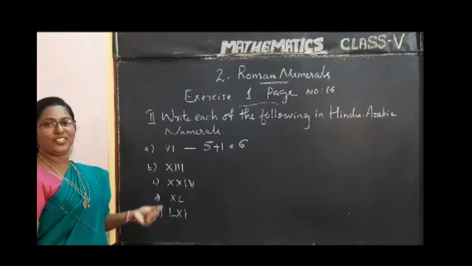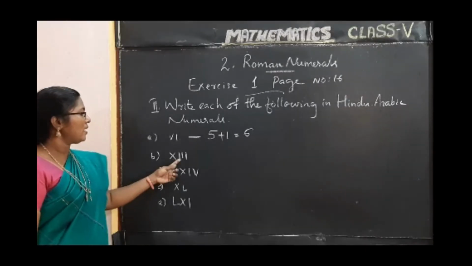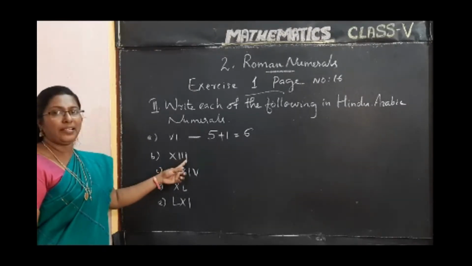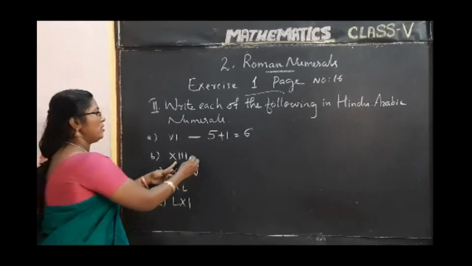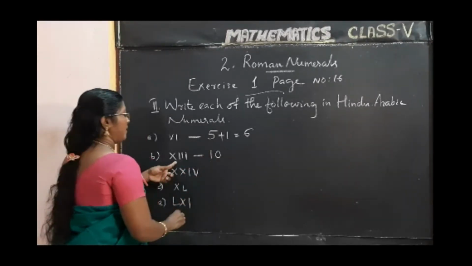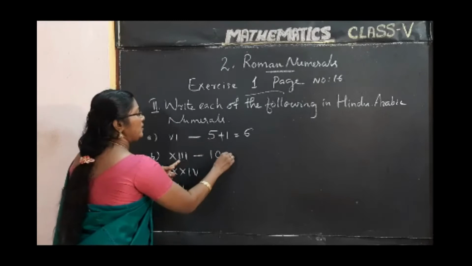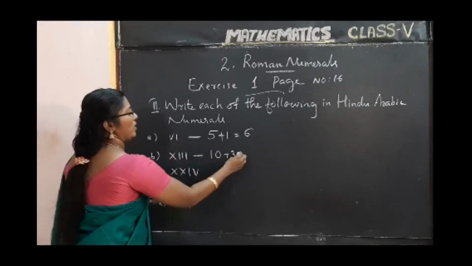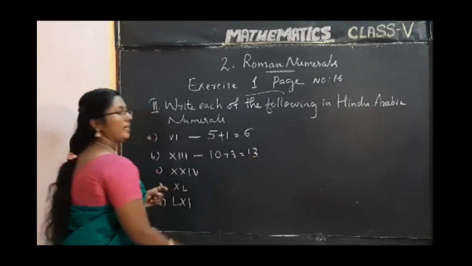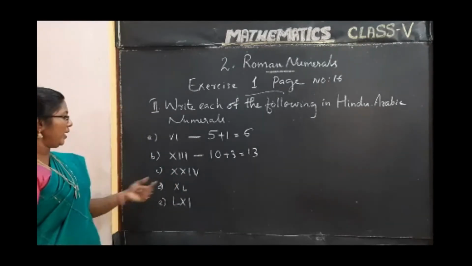Then, the next one. Here, XIII. X denotes 10. 3I makes 3, 1 plus 1 plus 1, 3. 13. Okay. The next one.